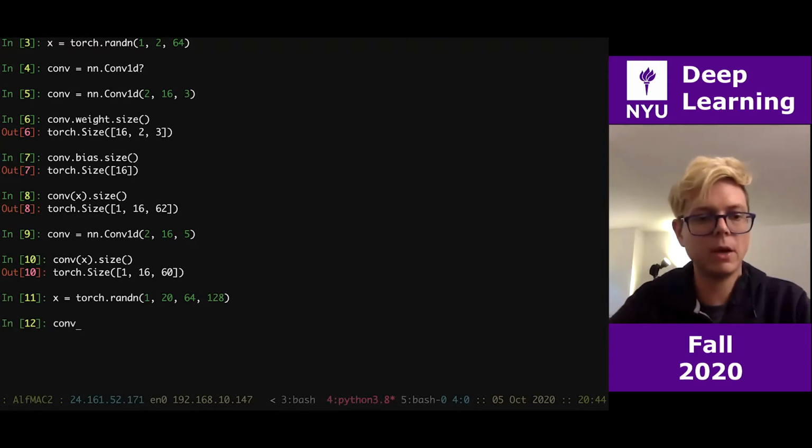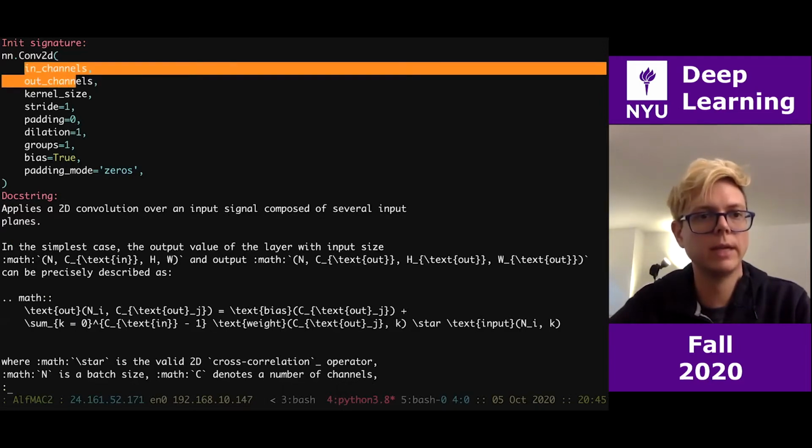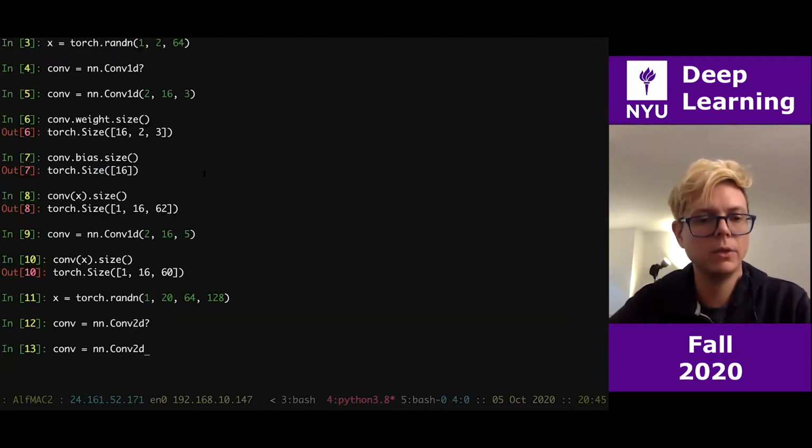So I'm going to create my conv, which is going to be nn.Conv2d. Again, if I don't know how to use it, I put a question mark and I press enter. And again, they say input channel, output channel, kernel size, stride, and padding. So in this case, the input channel is 20 because we start with a hyperspectral image. We'd like to use 16 kernels. And my filter size, let's say I'd like to use 3 for the vertical direction and 5 for the horizontal direction.